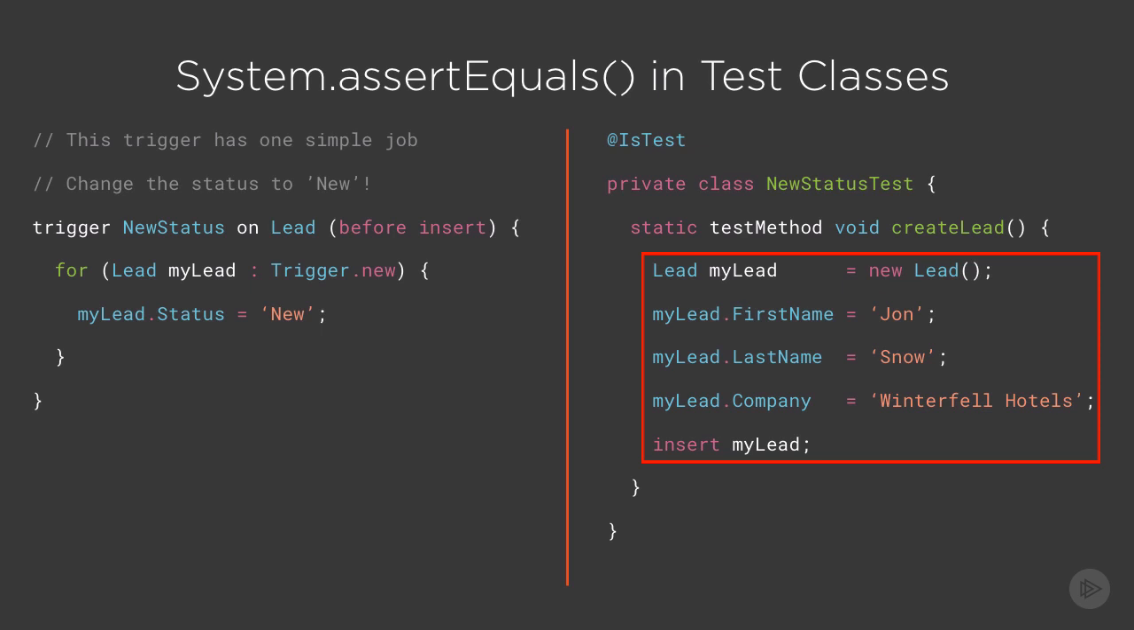All it does is insert a new lead, which in turn executes our trigger and gives us code coverage. Great. Now, while this test class satisfies all of Salesforce's requirements for deployment, the test class itself doesn't actually provide us any value.